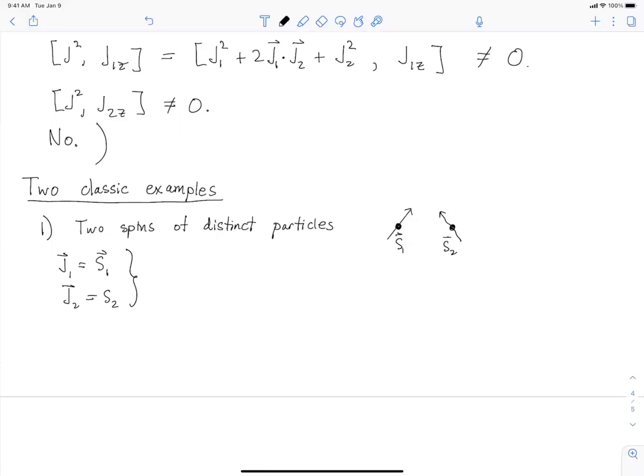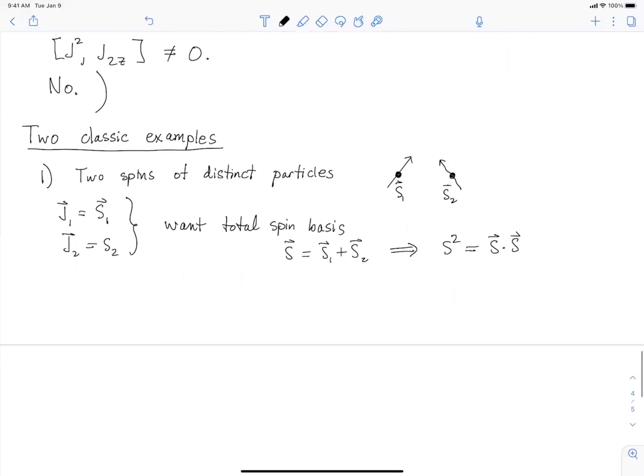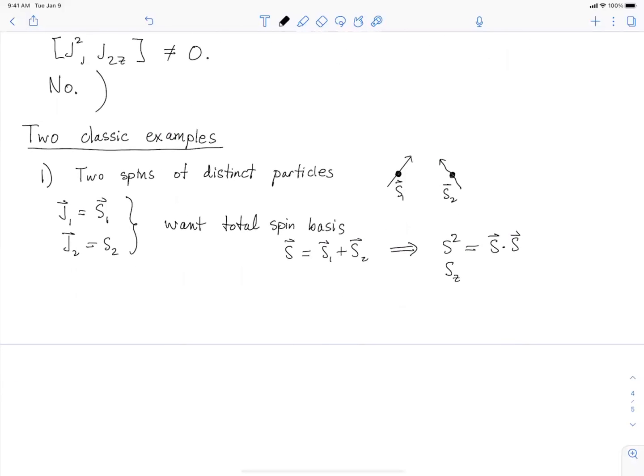And so we want the total spin basis. We do that by defining the total spin as the sum of the operators for the individual spins. Then from that, we construct the operators S squared, which is S dot S, and S sub z. And those commute with each other, so they are perfectly good elements of a complete set of commuting observables.